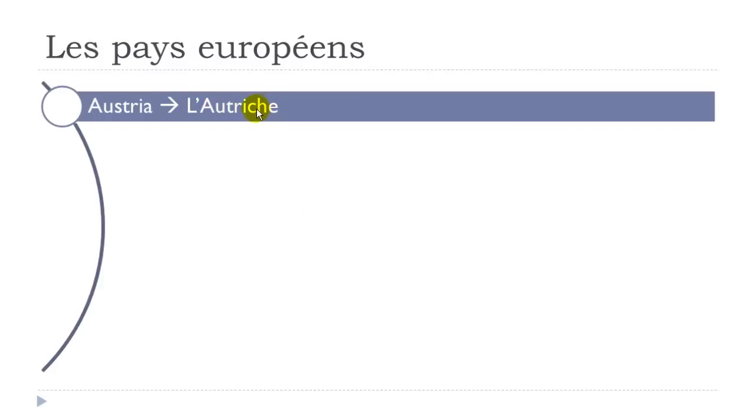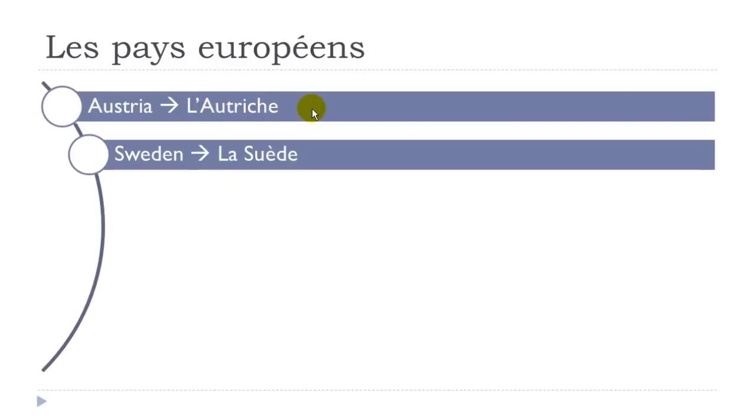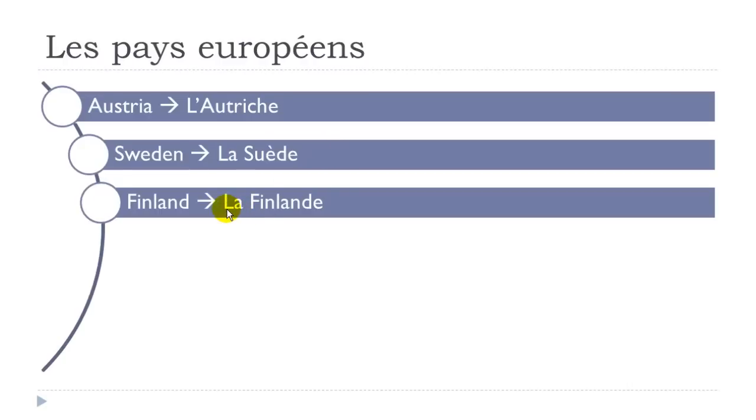L'Autriche. Okay, remember sh, sh here. L'Autriche. L'Autriche. Okay. La Suède. D, d. La Suède. Suède. Remember, accent grave, it's really open. E, su, e. Suède. Suède. La Suède. La Finlande.